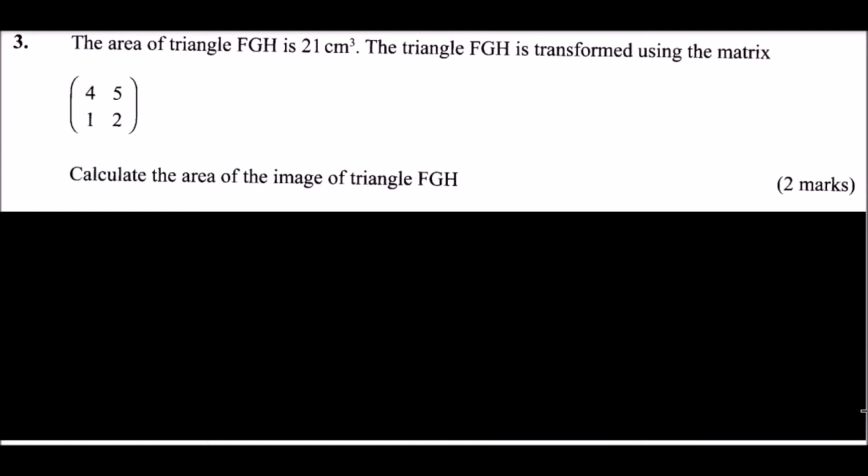So what we do, we first of all need to find the determinant of the transformation matrix. We get the determinant by cross multiplying the elements of the main diagonal, then you subtract the elements of the other diagonal. So that's how you get the determinant. So we say it is 4 multiplied by 2 minus 5 multiplied by 1, and that should give you 3.